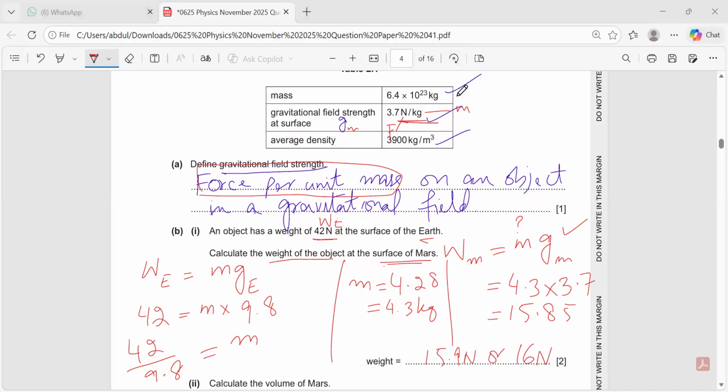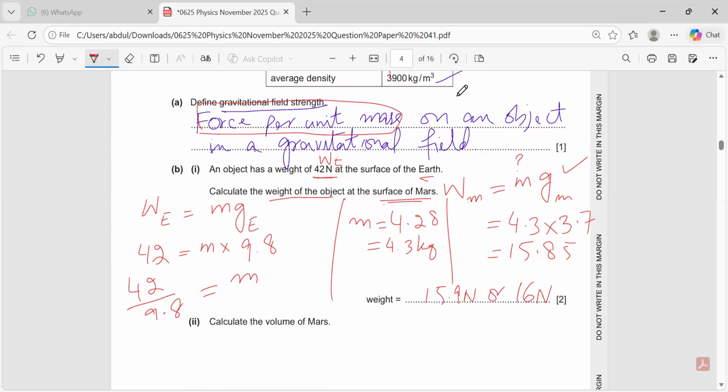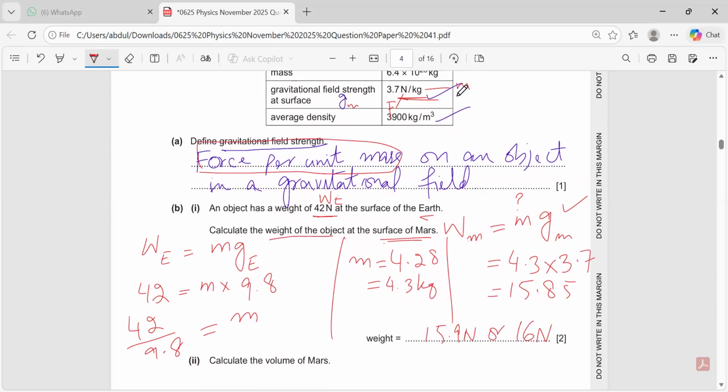Okay, my dear, so this was for 2 marks. Anybody having any question here? Feel free, you can ask me. What is the approach? This is very common in MCQs also nowadays. We know mass of an object stays constant throughout the universe.